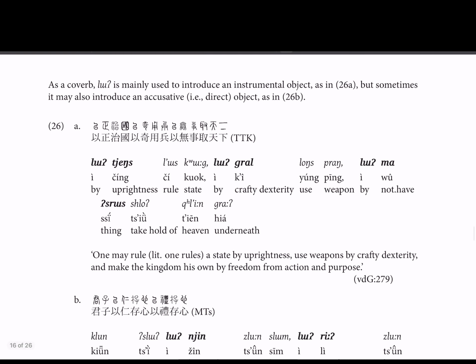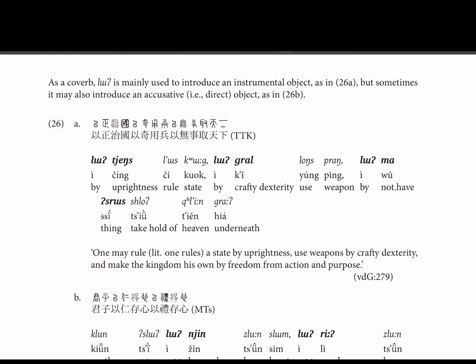Next, let's turn to the coverb use of le. As a coverb, le is mainly used to introduce an instrumental object, okay? But sometimes it may also be used to introduce a normal accusative or direct object. Let's look at the two examples in 26, starting with 26a. So, le tings de kug. By uprightness, somebody rules the state. Or more naturally, one may rule a state by uprightness.